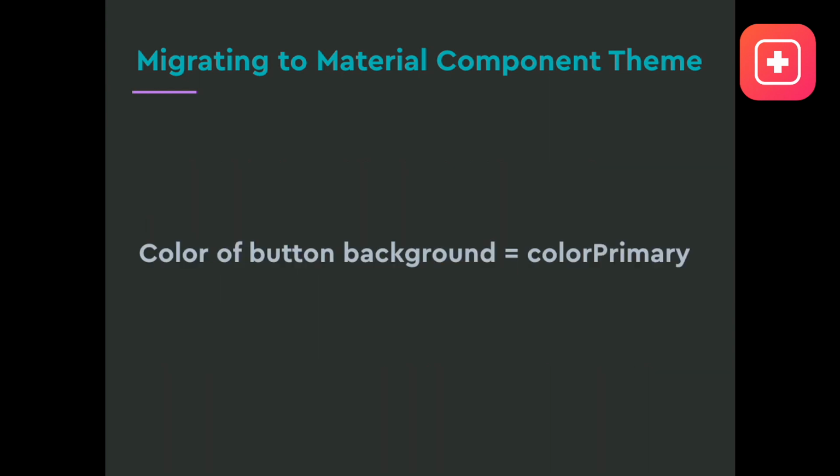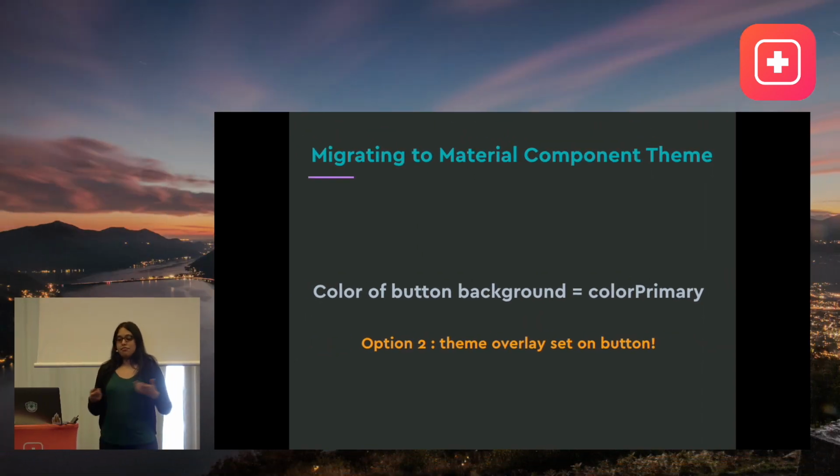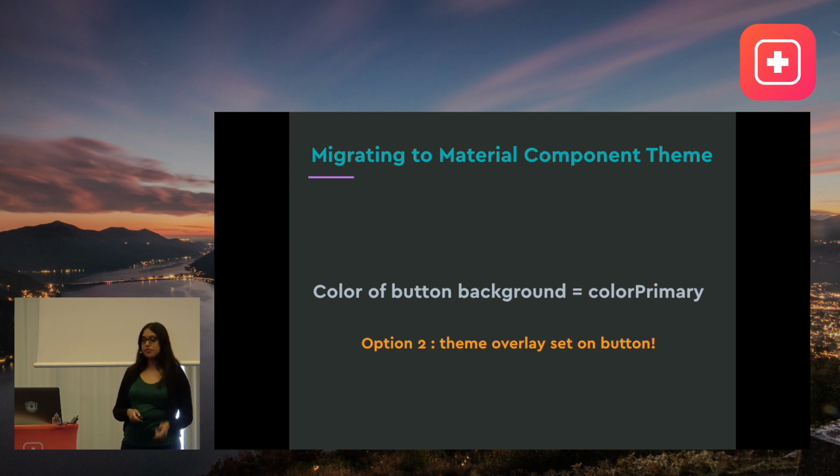Something to note, though, is that the color of the button background by default is your color primary. So if you want to style it to a color that is not your color primary, we can apply our existing knowledge of the styling system to do this. We can use a theme overlay that we can set on a button or a view hierarchy. And in this theme overlay, you can just override your color primary to whatever you want it to be, and now you have different backgrounds for your buttons.